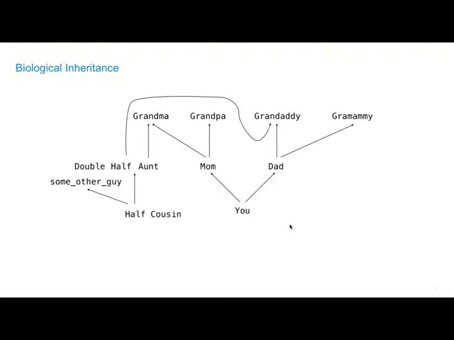If you can have a double half aunt, of course you can have a double half cousin. So a double half cousin is someone who you share two grandparents with. If you could have a double half aunt, you could have a double half uncle. So a double half uncle is a child of grandmammy and grandpa.